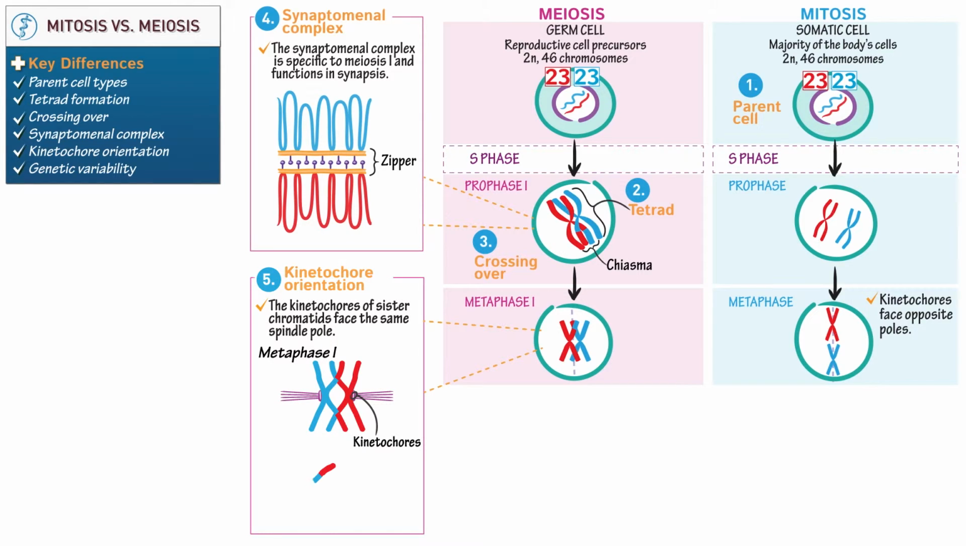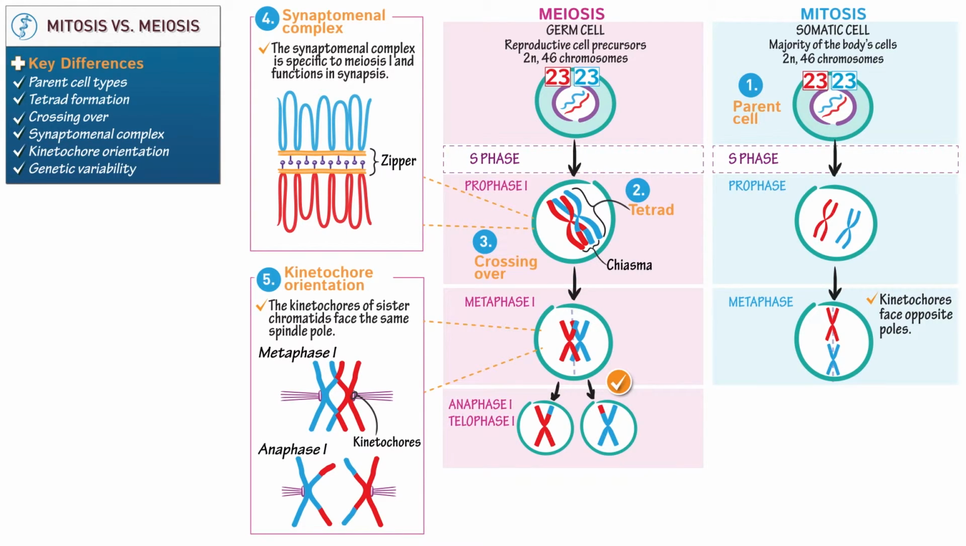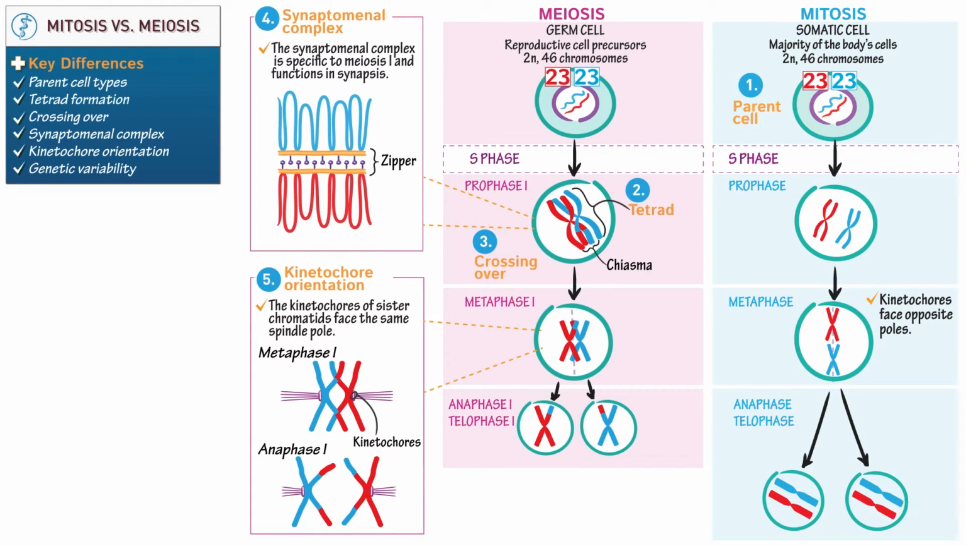Next, illustrate that when the microtubules depolymerize in anaphase 1, they pull homologous chromosomes apart. Finally, show that after anaphase 1, telophase 1, and cytokinesis, the resulting 2 daughter cells are haploid. Indicate that anaphase, telophase, and cytokinesis in mitosis produce 2 diploid daughter cells. These daughter cells are genetically identical.